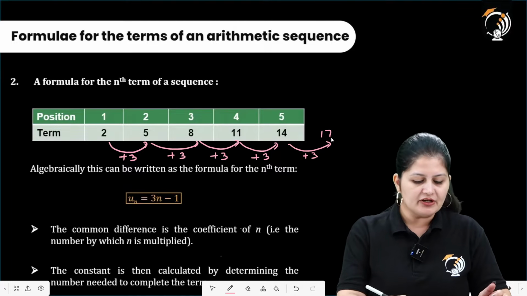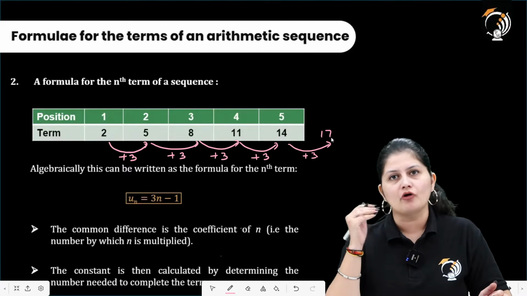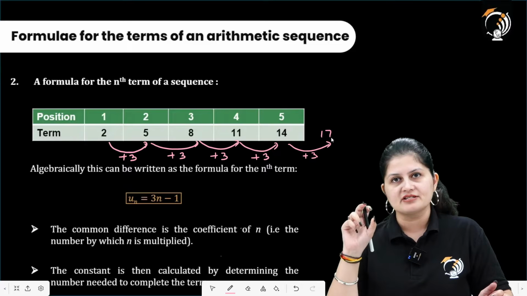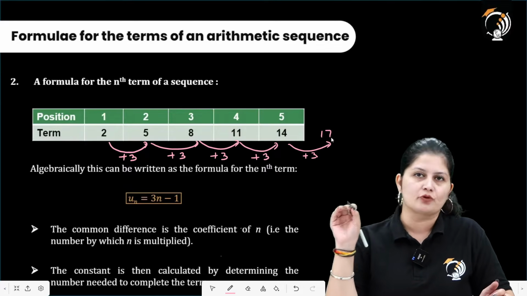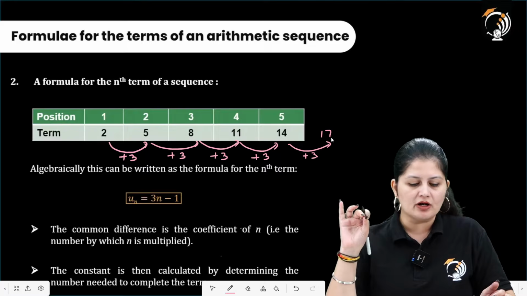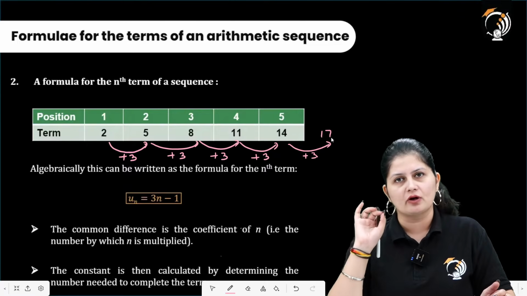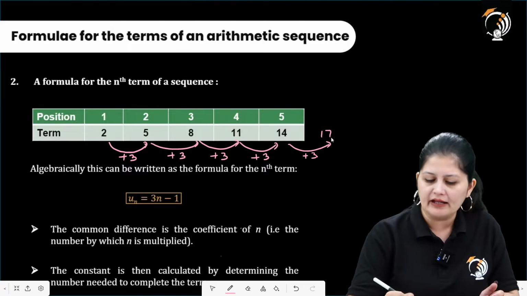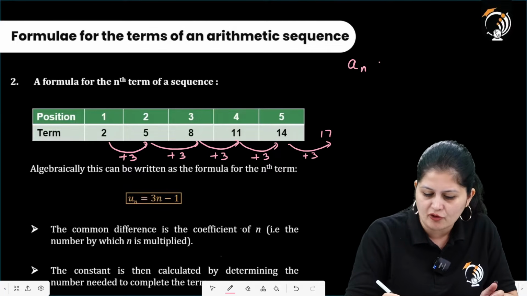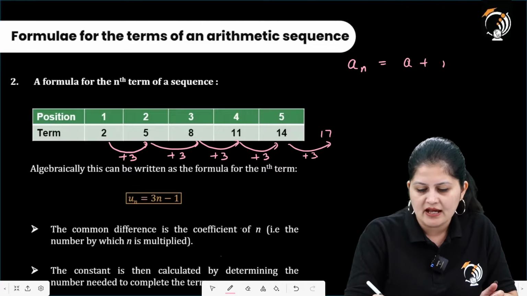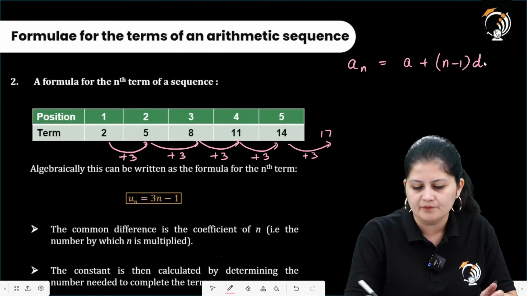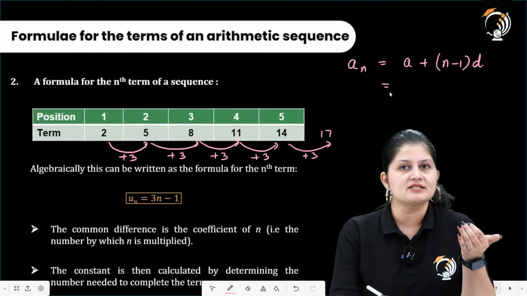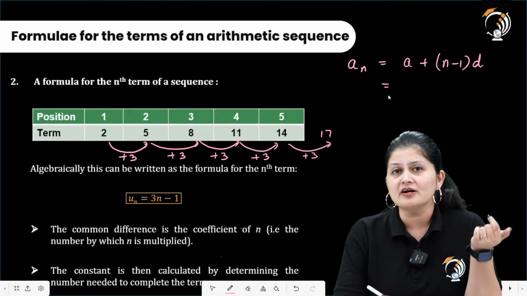So, if we need to find the formula to get the nth term, whenever we see a common difference, that progression we call an arithmetic progression. Whenever we need to get the nth term, the general formula is an is equal to a plus n minus 1 multiplied with d. You must be thinking, what is this a here? a is nothing but the first term of the sequence.